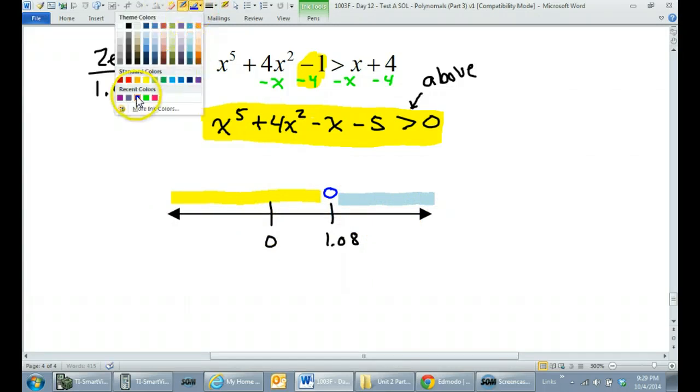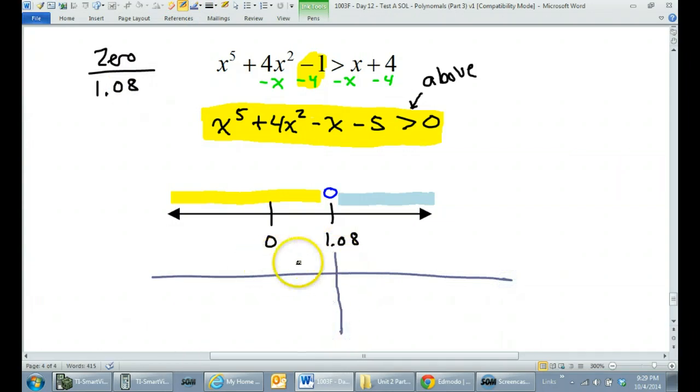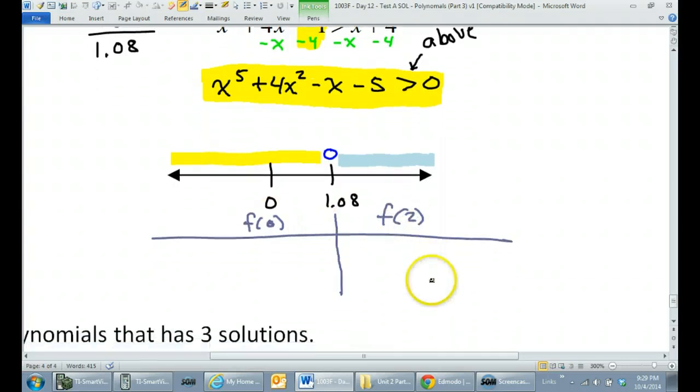Okay, so I'm going to make a little chart here, keep my work organized a little bit. Alright, so in the yellow zone, a good test value would be 0. So f at 0. In the blue zone, a good value would be 2. Now I didn't have to pick 0. Technically 1, the number 1 is in the yellow zone. Or I could have used -1 or whatever. But I'm going to use 0 and 2 because they just feel comfortable to me.